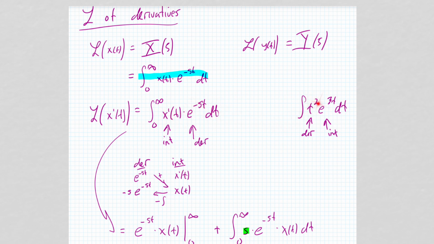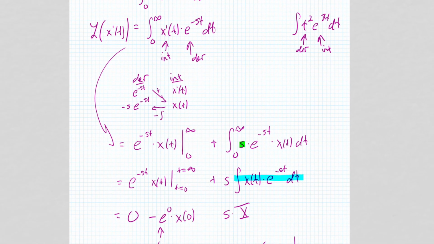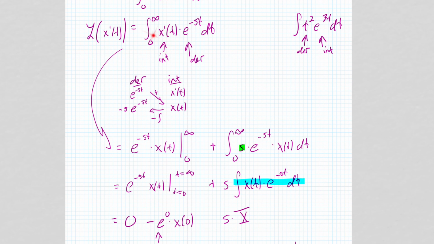Ooh, integral of x prime of t times e to the negative st. You should know how to do that. I use dir and int. I use integration by parts. So what I'm going to do here in trying to take the Laplace transform of x prime of t is we're going to use the dir and int, but I'm going to sort of flip it around. I'm going to put this on the int side and this on the dir side. And then if you've done any math with me, you know how to do escape method.